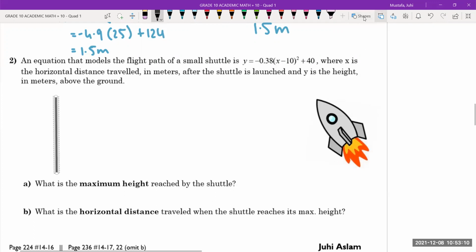Oh yeah, this doesn't matter. That's why they have decimals, because really you're only looking at the vertex, and in this question the vertex is nice whole numbers. So the negative 0.38 doesn't matter until you're finding the initial height. Okay, so on this side, I'm going to have my height in meters.